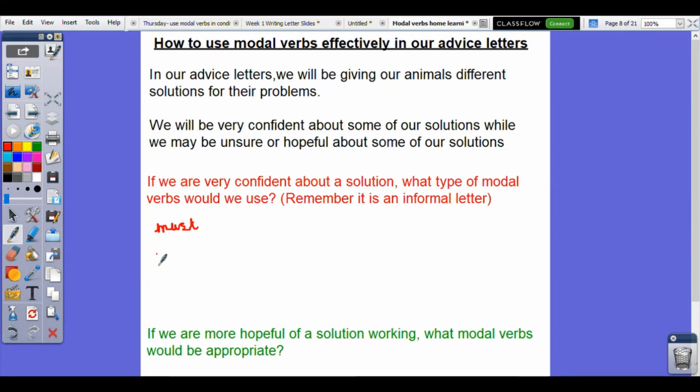I also think that will is an excellent one to use. Just be careful of the tense and the sentence type you are using that one in. Would, and then ought to. And then conversely, what if we were just more hopeful of a solution working? What modal verbs would be appropriate then? Have a think to yourself. What would you choose?